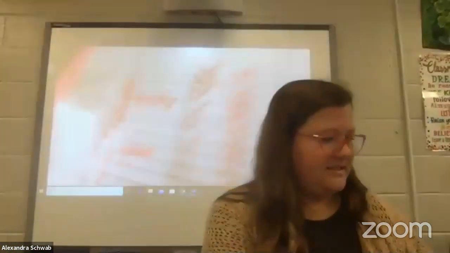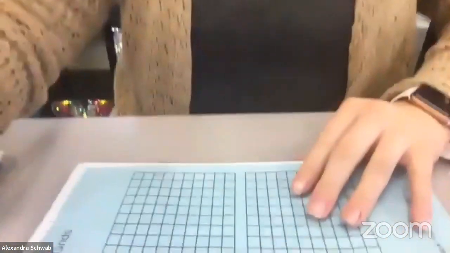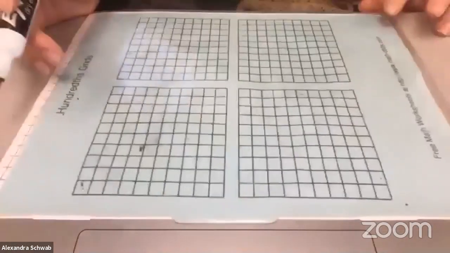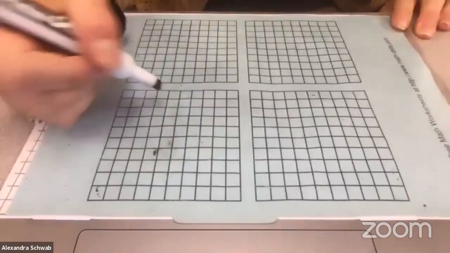Okay, let me see if there's a better way to do this. Let's try this. Miss Brown said she does this in her class. Let's see. Can we kind of see that? Okay, you can kind of see that now.